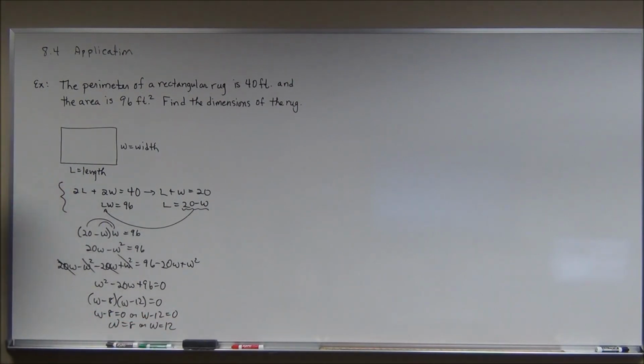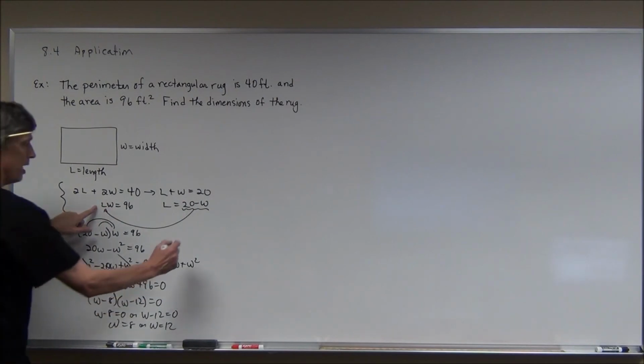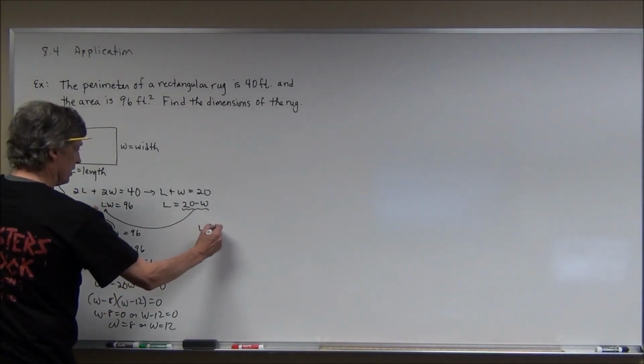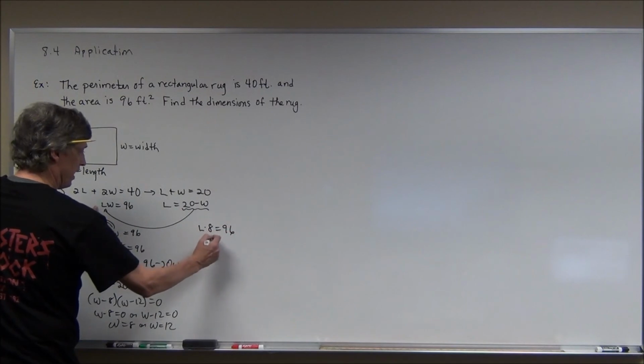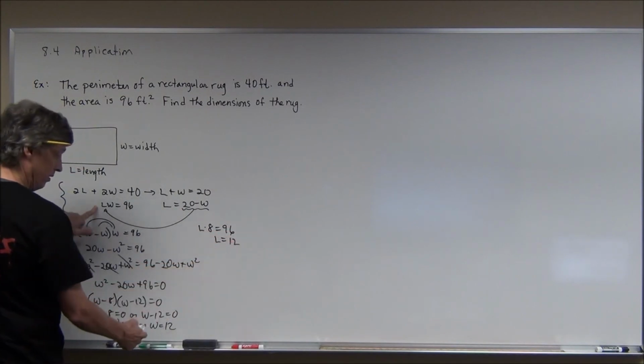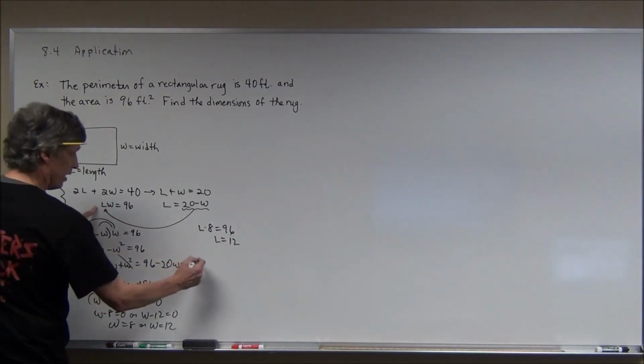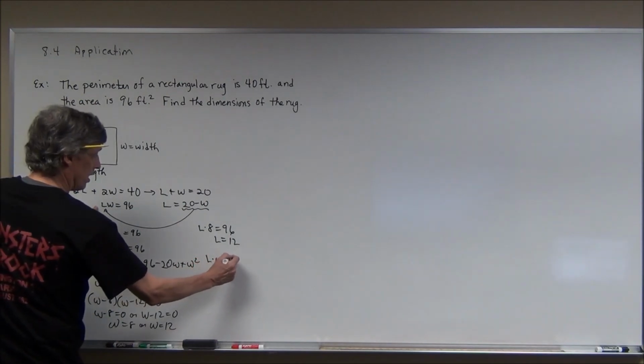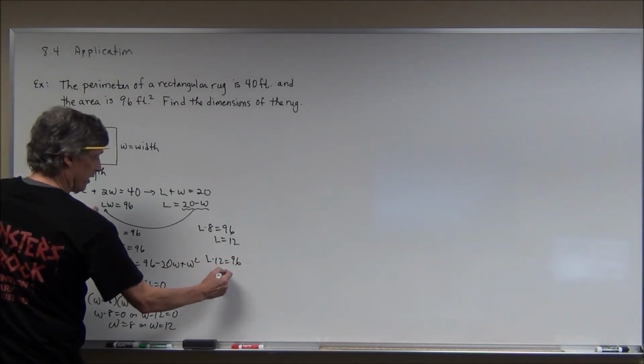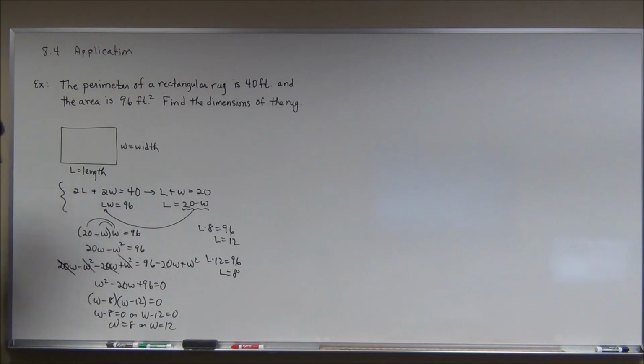Now it looks like I'm going to have two answers, but as you're going to see in a second, I really only have one set of answers. Because if I take W equaling 8 and plug it in, I get L times 8 is equal to 96. Divide by 8, I get L is equal to 12. And if I plug 12 in, I get L times 12 is equal to 96. Divide by 12, I get L is equal to 8. So it depends on which one you call the length and which one you call the width. It doesn't really matter.